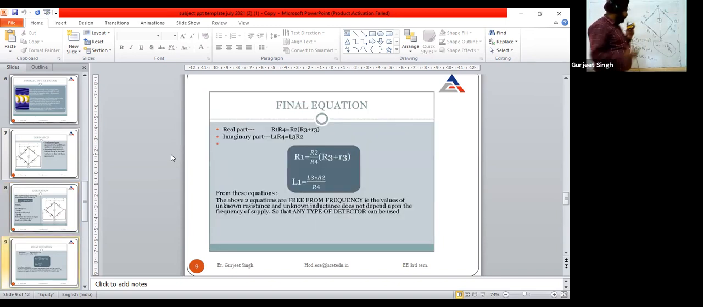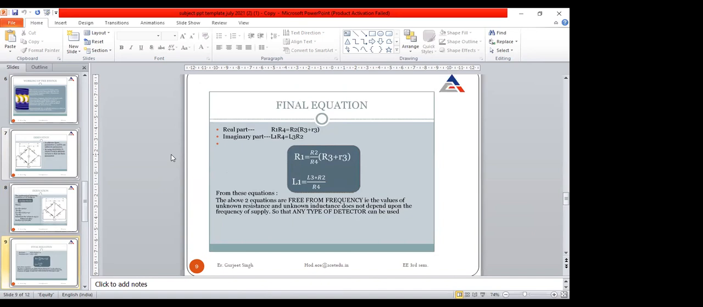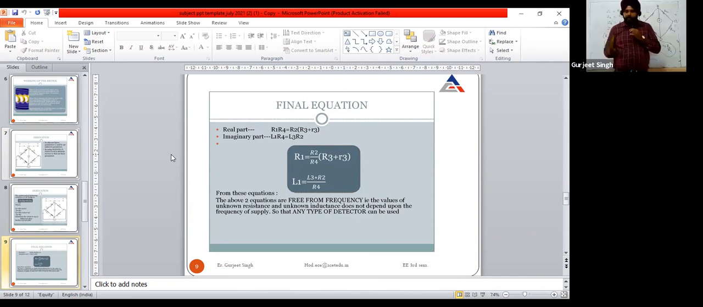We have found the value of R1 and L1. Okay. Next is the Maxwell inductance capacitance bridge. That I will explain to you.